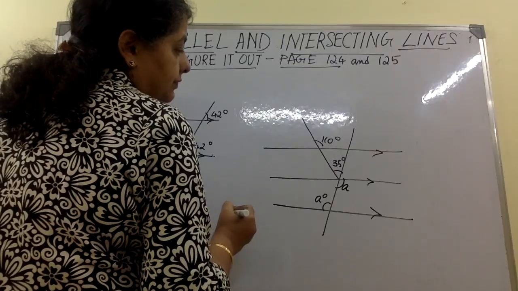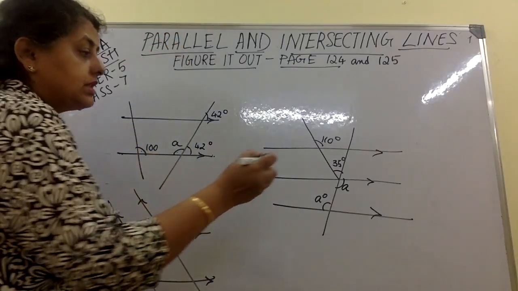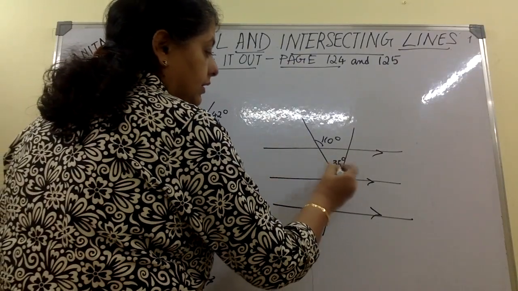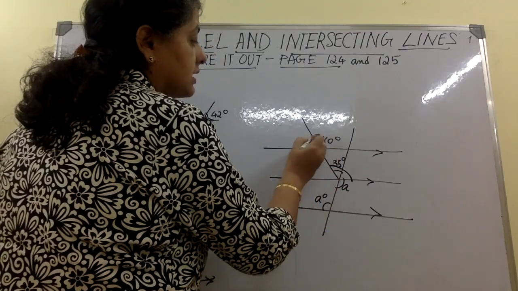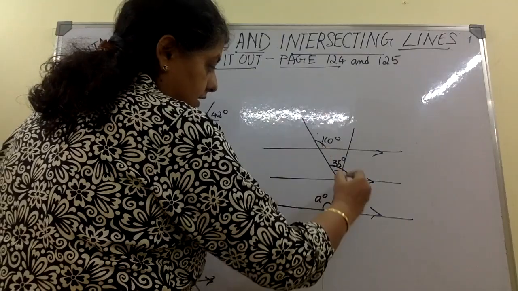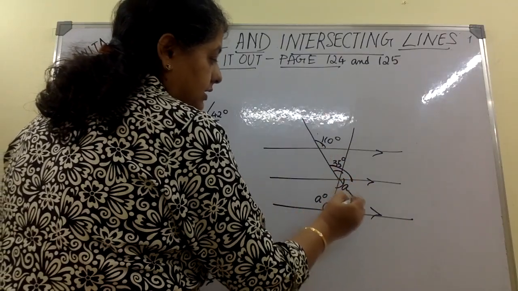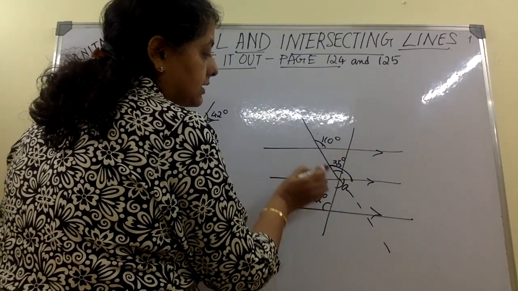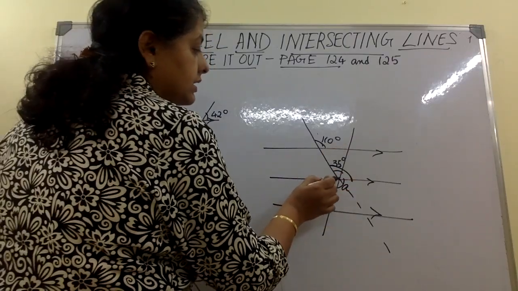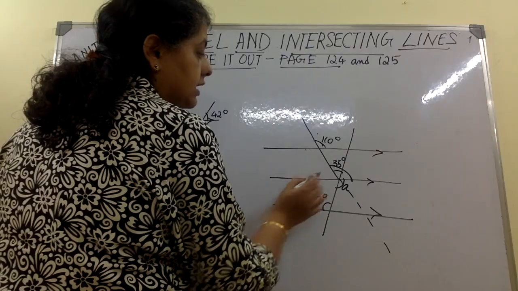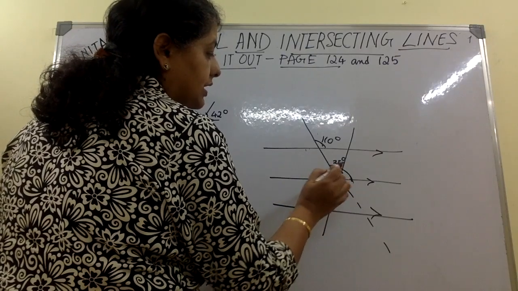Now how much is this full angle? This full angle is 110 because it is corresponding with this, because this is the transversal. If we extend it, you will understand this line is the transversal. They have stopped it here, but that doesn't mean it is not the transversal. It is the transversal for these two lines. So this full angle is also 110.